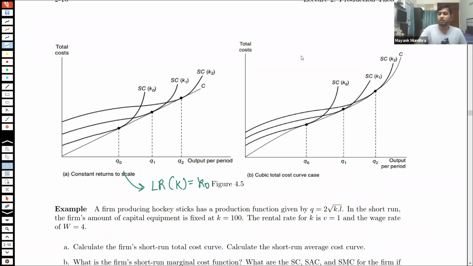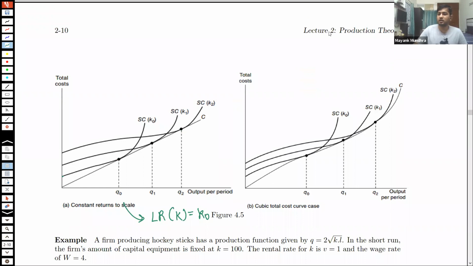And this is your non-linear cost function. Again, similar pattern. It is always above the long run cost, but tangent at just one point. So that's the nature of short run cost and long run cost functions.